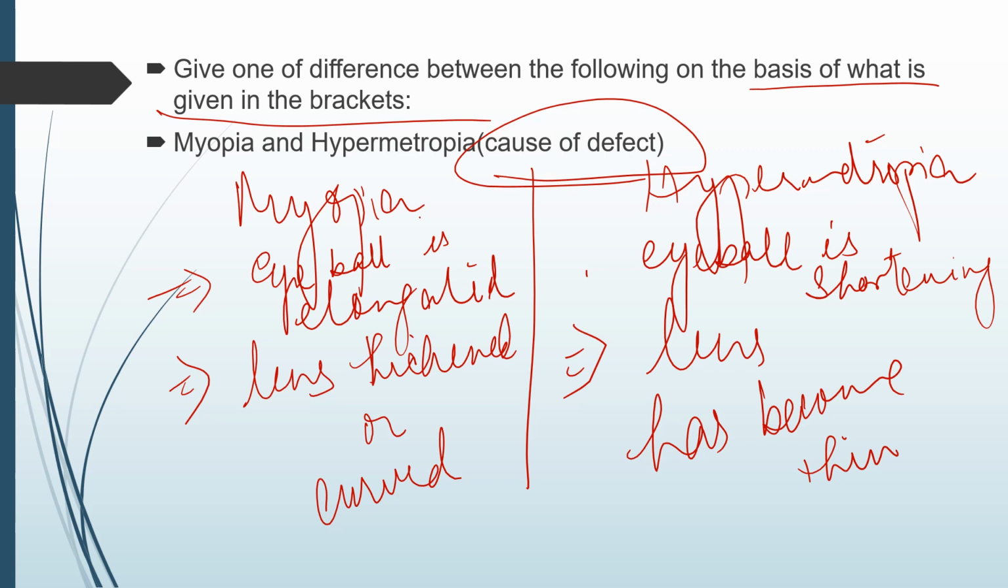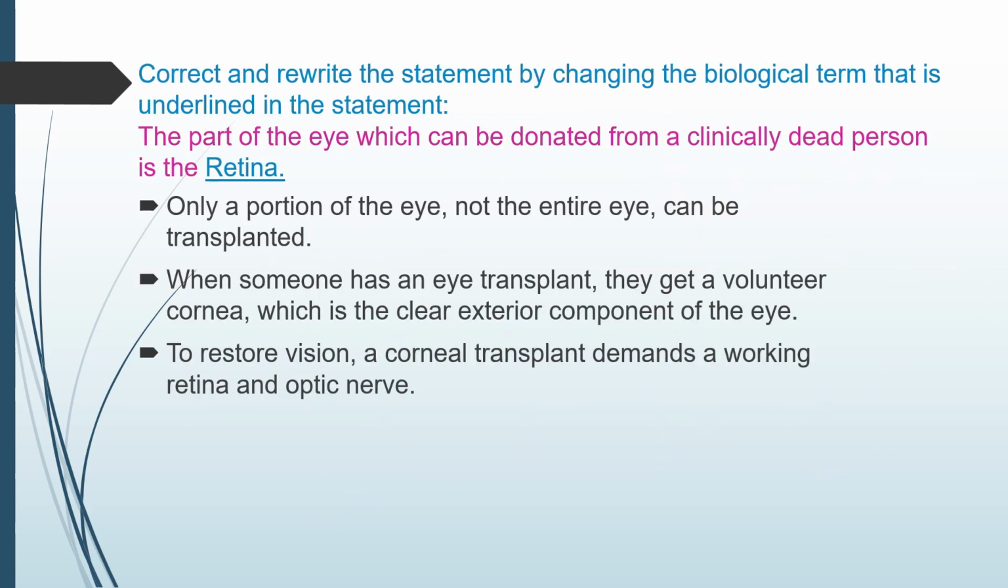Now let us move on to the next. In this question, correct and rewrite the statement. Correct and rewrite the statement by changing the biological term that is underlined in the statement. The biological term that is underlined is the retina. The question is: the part of the eye which can be donated from a clinically dead person, is it the retina? So what is it?